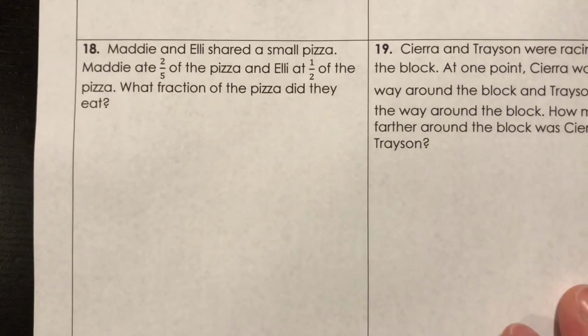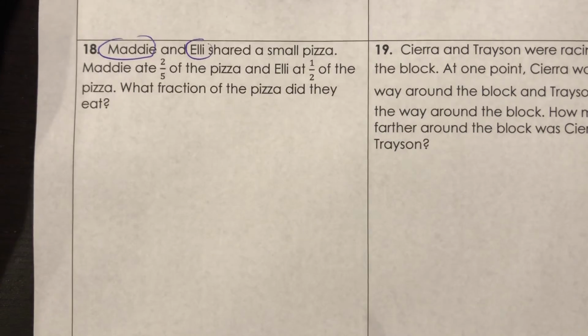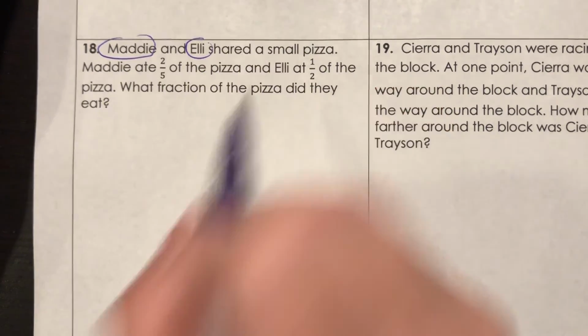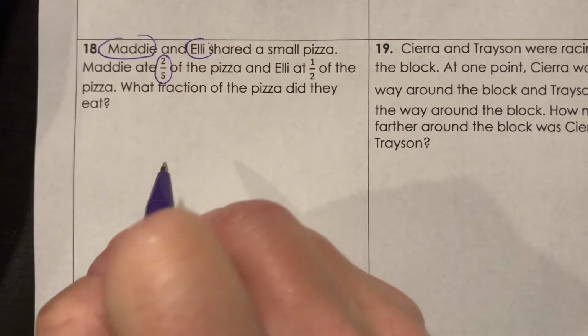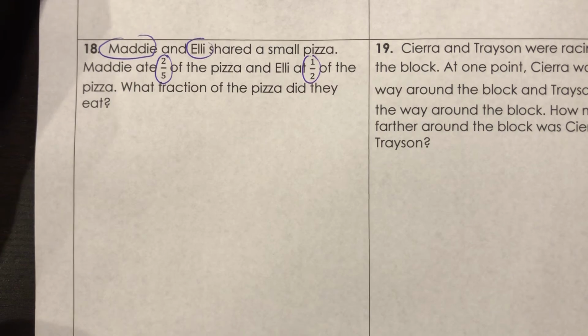All right, number 18, Maddie and Ellie. My daughter had all her friends over last night. They were very excited to get to star in the story problems. Maddie and Ellie shared a small pizza. Maddie ate 2/5 of the pizza, and Ellie ate half of the pizza. What fraction of the pizza did they eat?